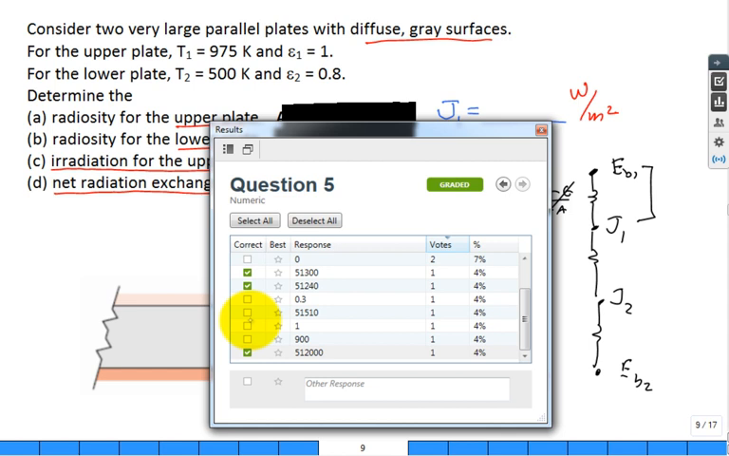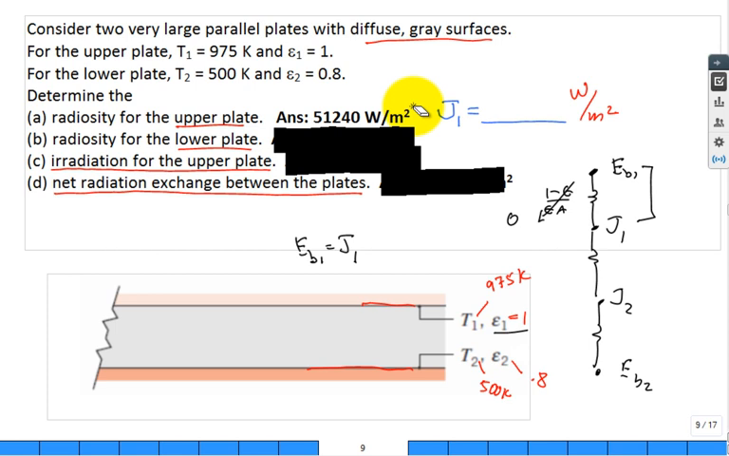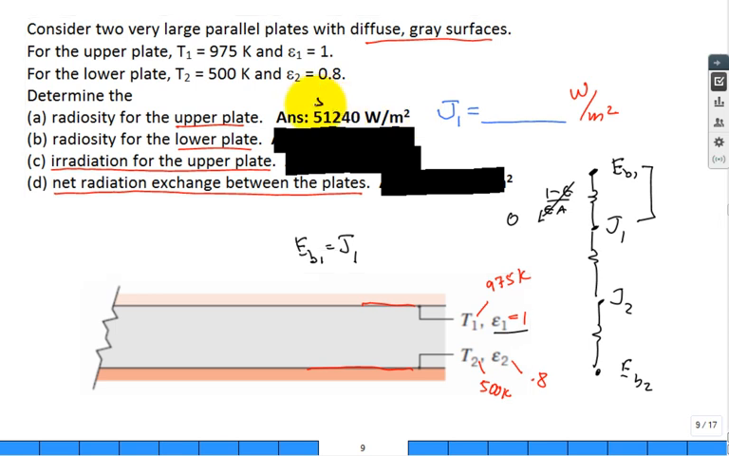But you're going to want to save. Hold it. That's too many digits. You're off by a factor of 10. Right? 51239. Not an extra 0 there. But I'll give you credit. All right. 51,240 or 51239. All right. Now, what's the radiosity for the lower plate?